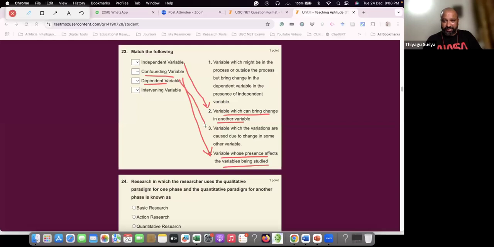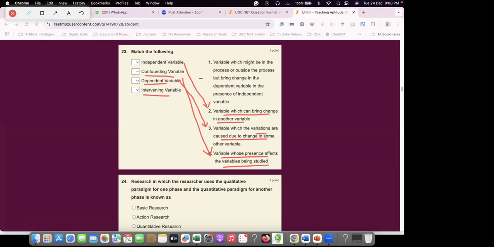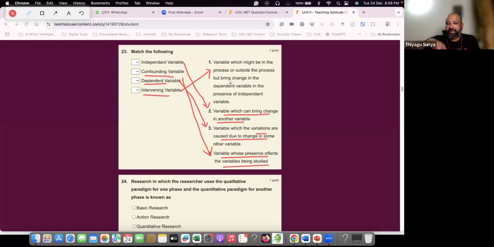This is the third, right? So the dependent variable is the variable whose variations are caused due to the change in some other variable. And the intervening variable is a variable which might be in the process or outside the process but brings change in the dependent variable. It will be acting as an intervene.